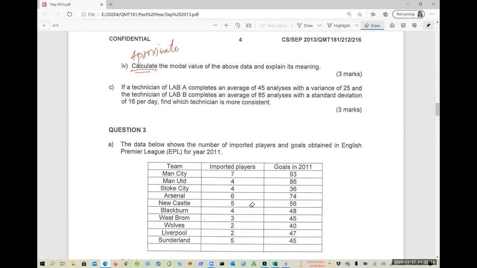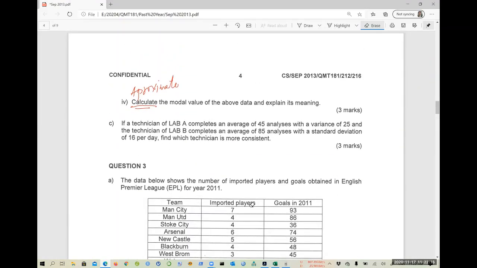And then the last question asks you to make comparison. It says here, if a technician of lab A completes an average of 45 analysis with a variance of 25, and the technician of lab B completes an average of 65 analysis with a standard deviation of 16. Find which technician is more consistent. So they want you to find the more consistent one.